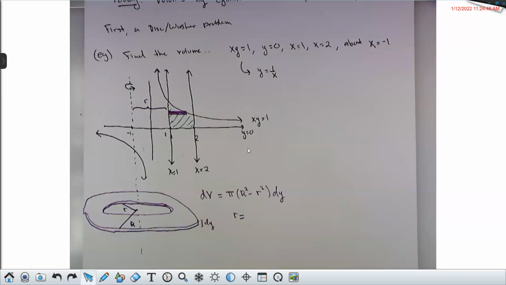Very good. So I got three different answers there. Two of them are correct. One of them is correct for the outer radius, but not the inner radius. So we're looking for the inner radius right now.